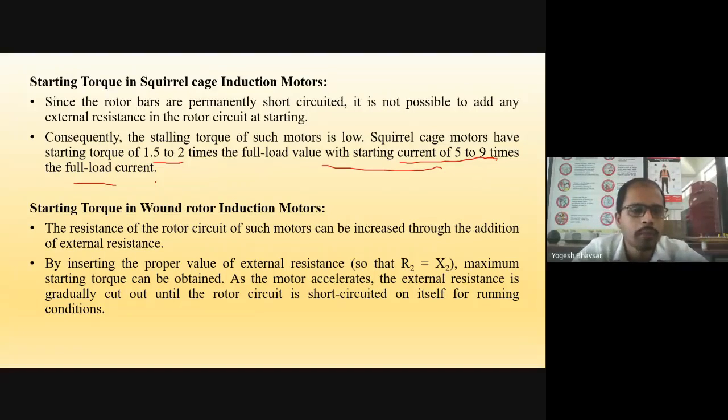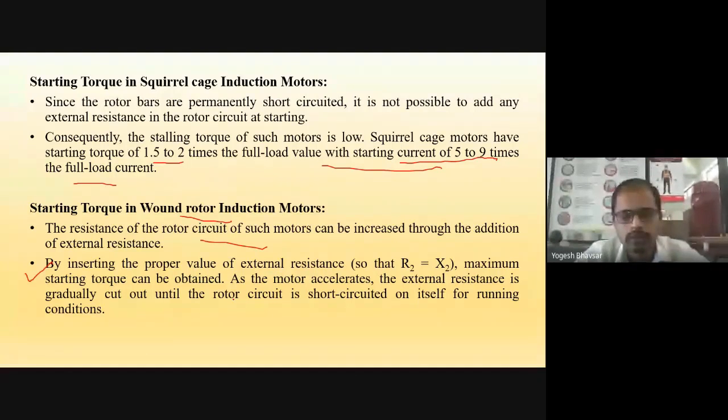But in case of a wound type motor, there is a provision to add external resistance in the rotor circuit, which we have seen in the construction. The resistance in the rotor circuit can be increased by adding an external resistance bar. There will be an arrangement of slip rings and brushes so that we can connect the external resistance. By inserting the proper value of external resistance so that R2 is equal to X2, we can obtain the maximum starting torque.